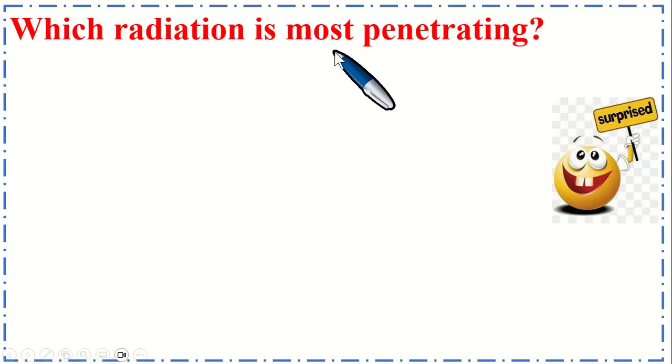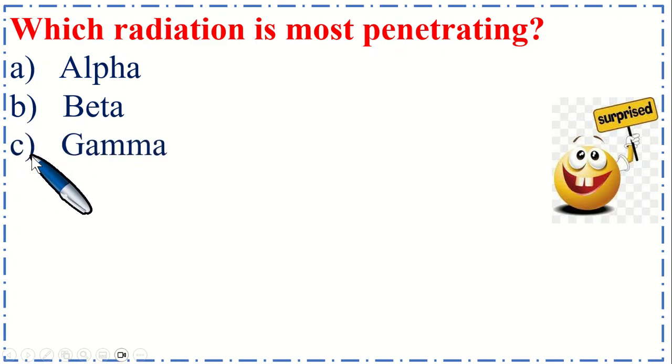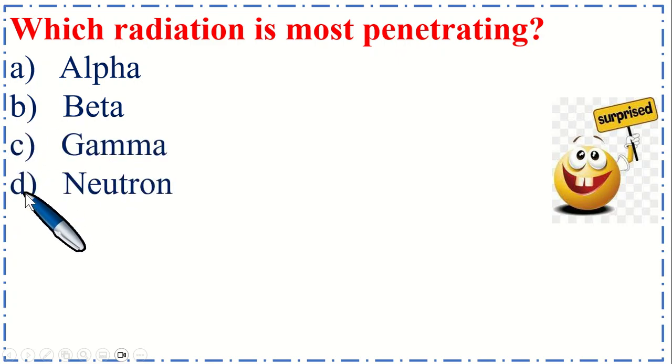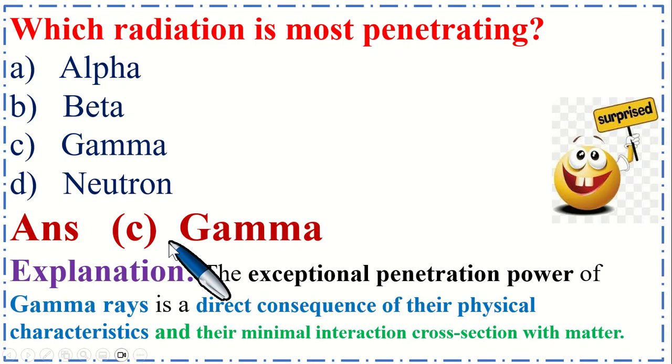Which radiation is most penetrating? Option A alpha, B beta, option C gamma, and option D neutron. So the correct option is C gamma. Explanation: the exceptional penetration power of gamma rays is a direct consequence of their physical characteristics and their minimal interaction cross section with matter.